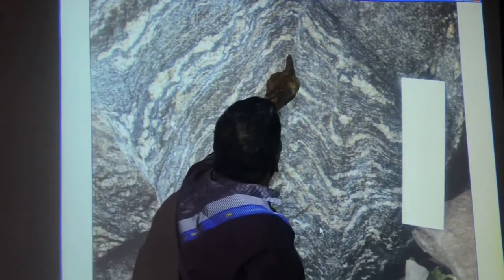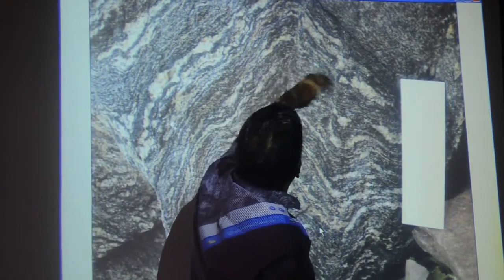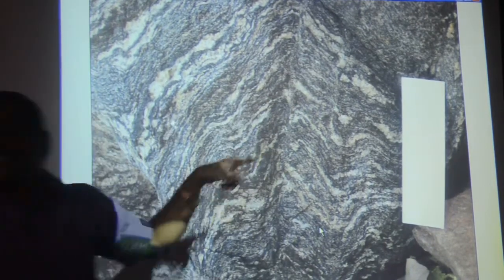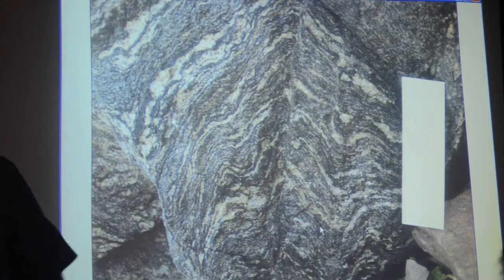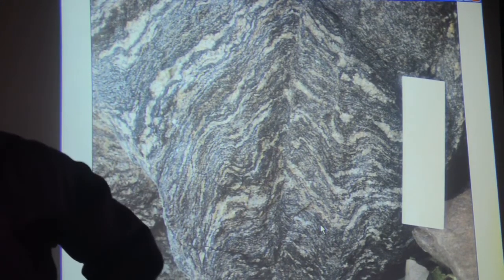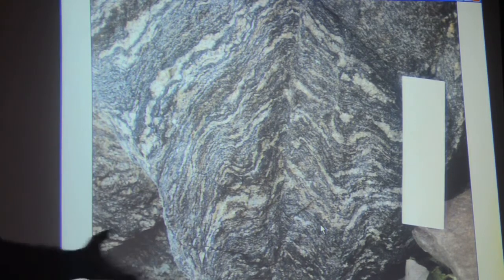See what is happening to this sister plane? It has gone and bent like this. Can you see? Very clear. So what is this fold? F2. You see, you have become master now. So this is an F2 fold.